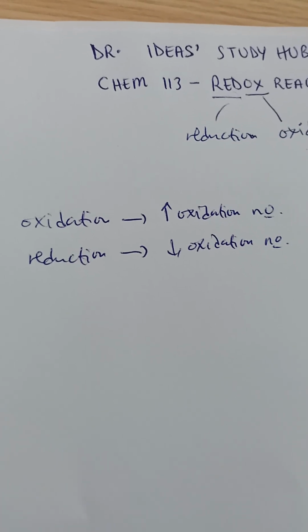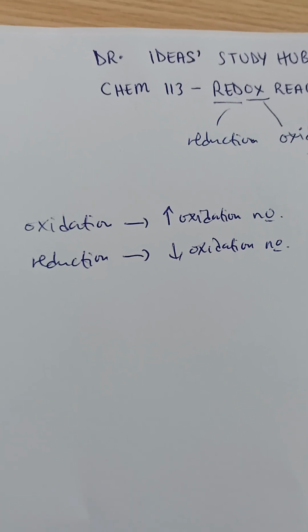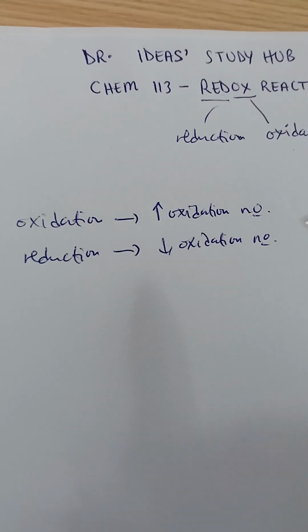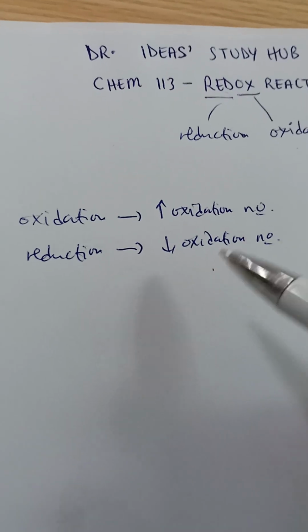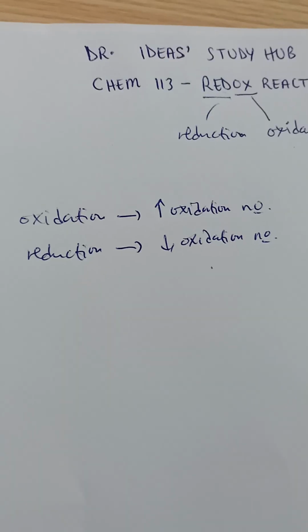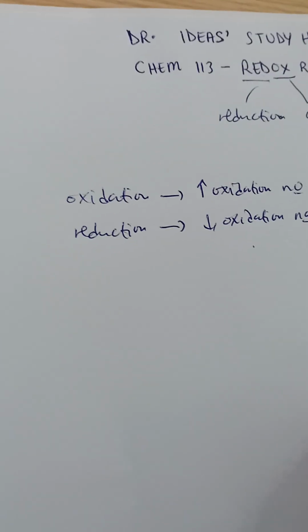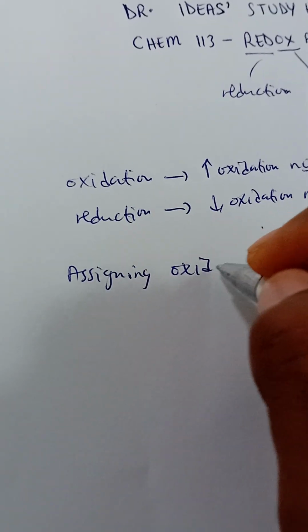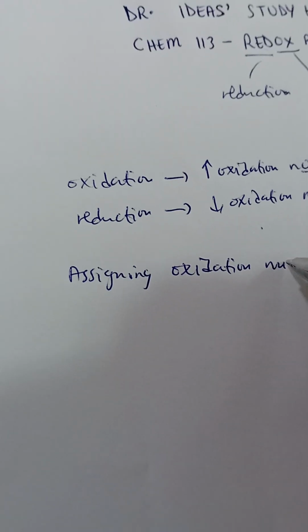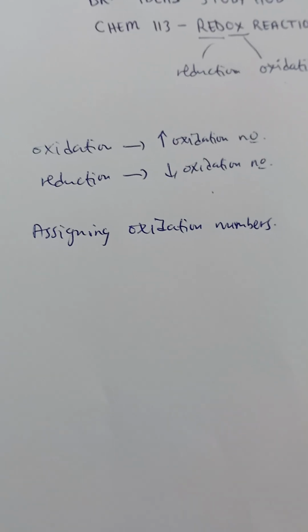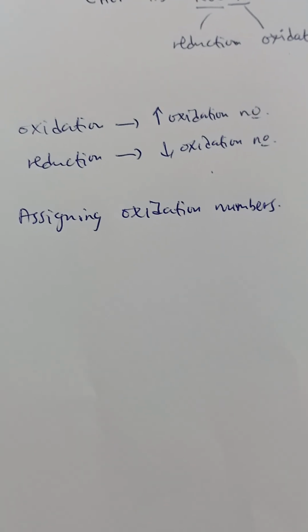But what you can use to assess whether oxidation or reduction is taking place is the oxidation number: increase in oxidation number, decrease in oxidation number. So let's see how we can find oxidation numbers, and then we proceed to see how we can balance redox reactions. So we want to know how to assign oxidation number. There are some basic rules you must know so that you can assign oxidation numbers.